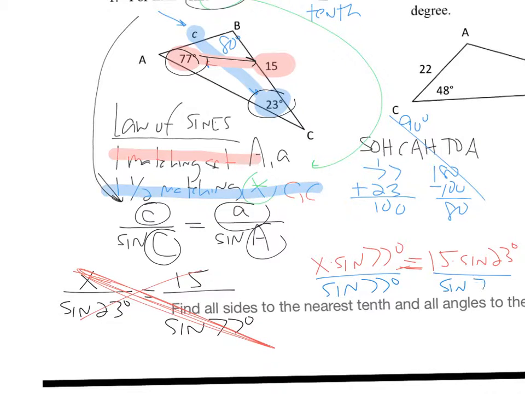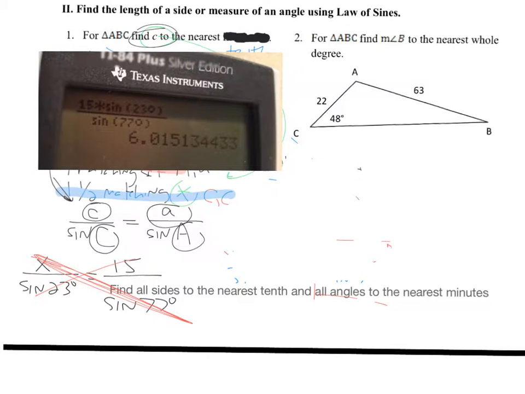So here I'm finding side C, and I'm going to do that by doing on my calculator 15 times the sine of 23 over the sine of 77. So here our answer is going to be 6.0. You always find sides to the nearest tenth. You always find angles to the nearest minute. So in this case here, 6.0.